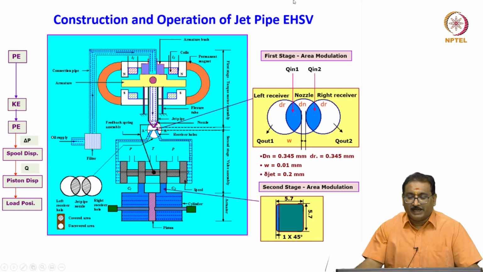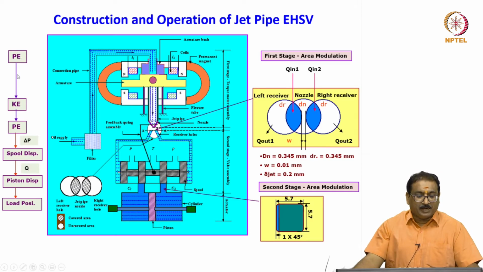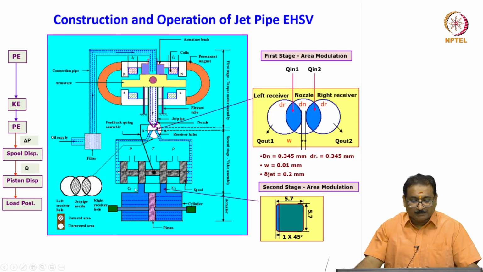The whole basic idea in the jet pipe servo valve is converting the pressure energy into kinetic energy of the jet. Kinetic energy is again converted into pressure energy in the receiver plate, which results in the delta P across the spool. Then the spool will move by the flow. The piston displacement will take place for load positioning. You will see this is how the jet pipe servo valve works.